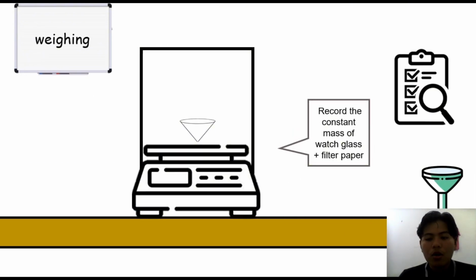Now we go to the next step, which is weighing. In this step, we record the mass of the precipitate and the filter paper on the analytical balance until we get a constant mass.